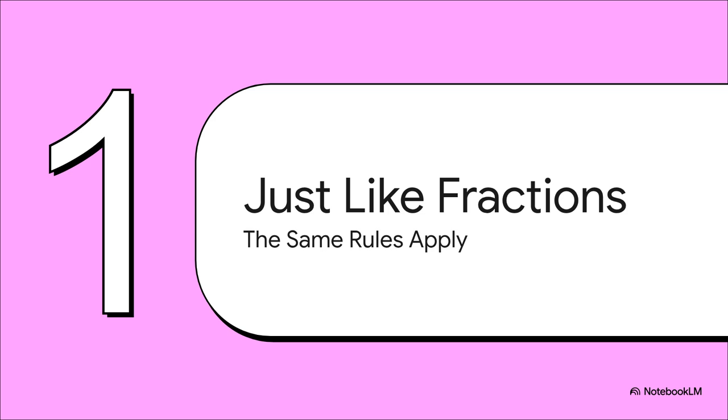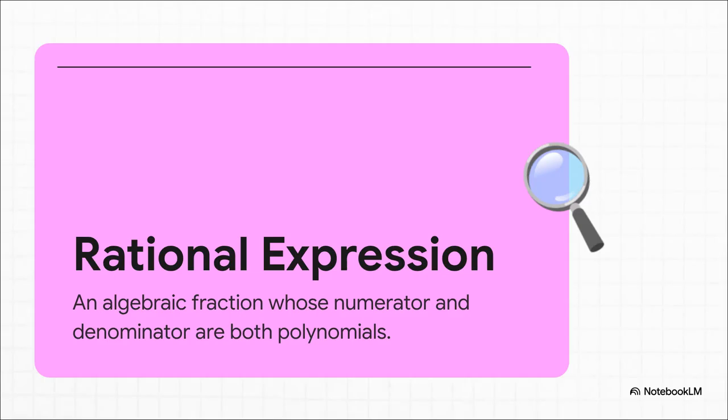Once you get your head around the fact that these crazy-looking expressions are just fractions, everything else just kind of clicks into place. All right, first things first, let's get our key term down. What is a rational expression? Well, it's just a fancy name for a fraction where the top and the bottom, the numerator and denominator, are polynomials. You know, those things with variables and exponents like x squared plus 2x. That's it. It's not magic. It's just a fraction with slightly more complicated parts.